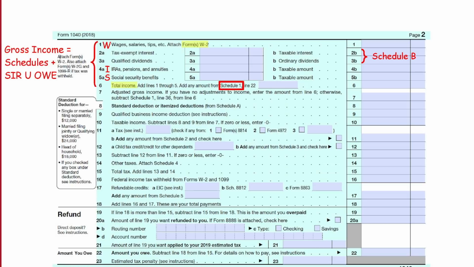And as we've already noted, gross income is a bunch of schedules, Schedules B, C, D, E, F, and our mnemonic SIR YOU OWE. The E of OWE is the earnings from foreign sources. And as I've already told you, your Form 1040 is worldwide income. So all earnings from foreign sources for US citizens and US residents are included on Form 1040.